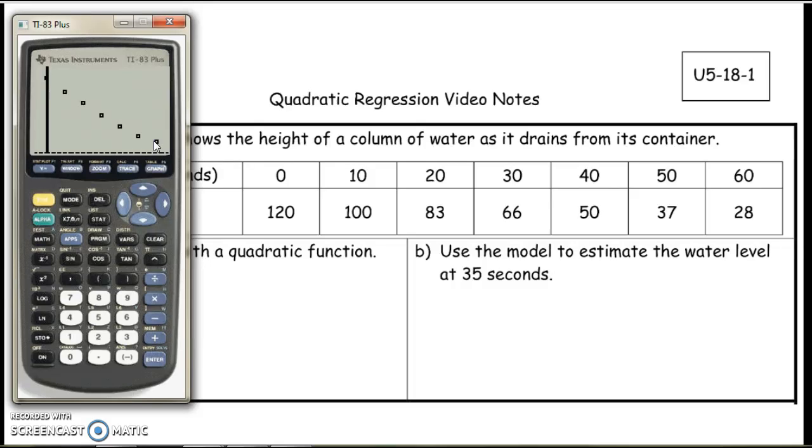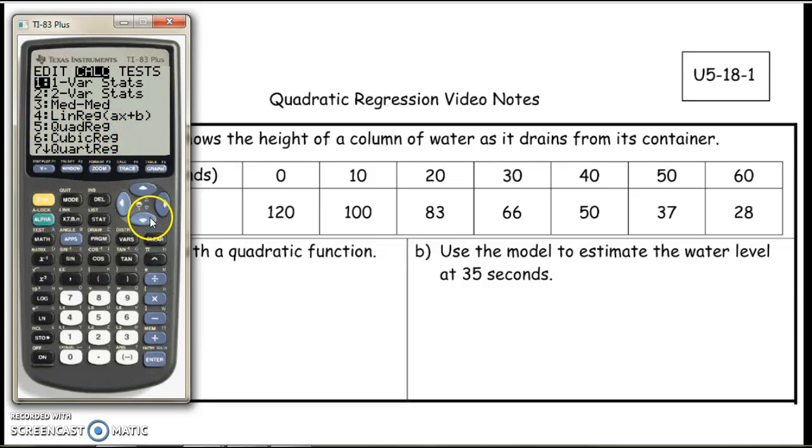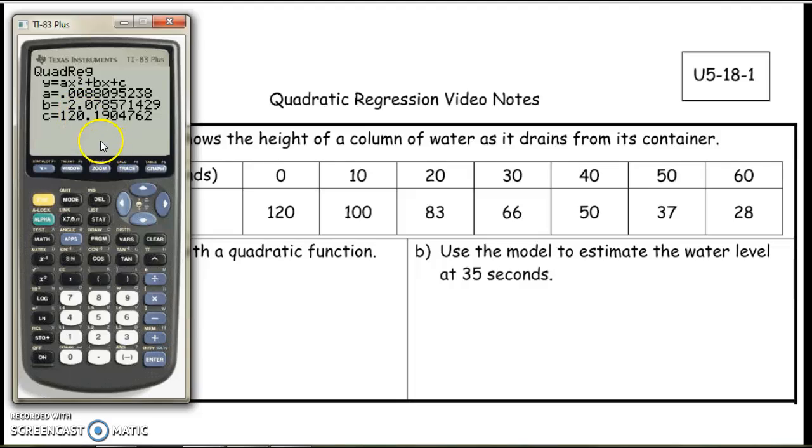To do that, just like we did with the linear or exponential regression, we're going to hit Stat again, arrow over to Calc, and this time I want number 5, which is a quadratic regression. You can type number 5 or just arrow down and hit enter. On your calculator, if it's the newer operating system, you might have to hit enter several times. But here is my equation. Here is the standard form of a quadratic equation, y equals ax squared plus bx plus c. My a term is 0.008. My b term is negative 2.07. And my c term is 121.19.